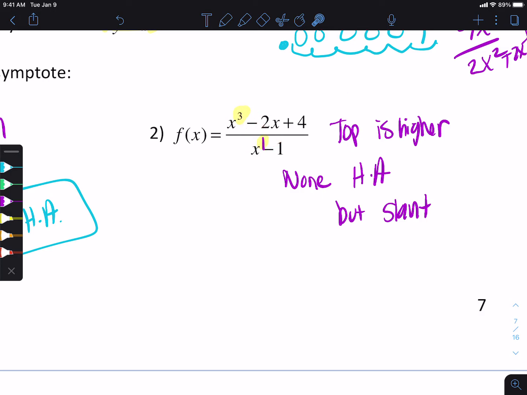Now, depending on which book you're using, some will say there's only a slant if it's 1 degree higher. Technically, there's still a slant, even though this one is 2 degrees higher. The slant asymptote just happens to be parabolic in nature. But we'll talk about slant asymptotes a little bit more later. But the idea is that if the top is higher, then it's not going to have a horizontal asymptote, but it will have a slant. Sometimes the slant asymptote is also called an oblique asymptote. So slant or oblique are the same thing.